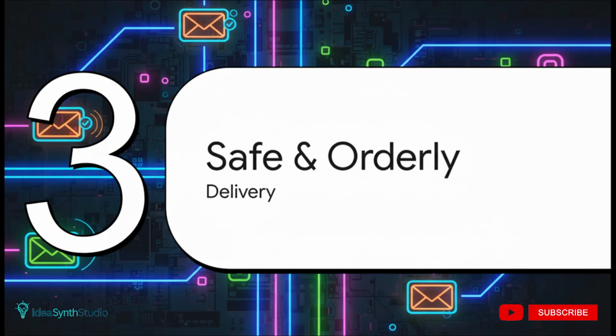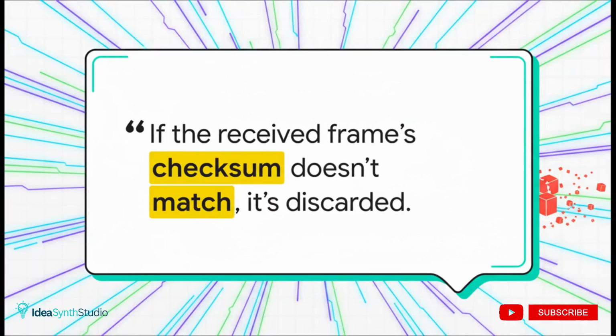Now, a good mail service isn't just about speed, right? It's also about reliability. You want to make sure the letter actually arrives and that it isn't ripped or damaged. And you definitely don't want the mail trucks crashing into each other. Well, the data link layer thinks about that stuff too. First up, making sure the message arrives intact.